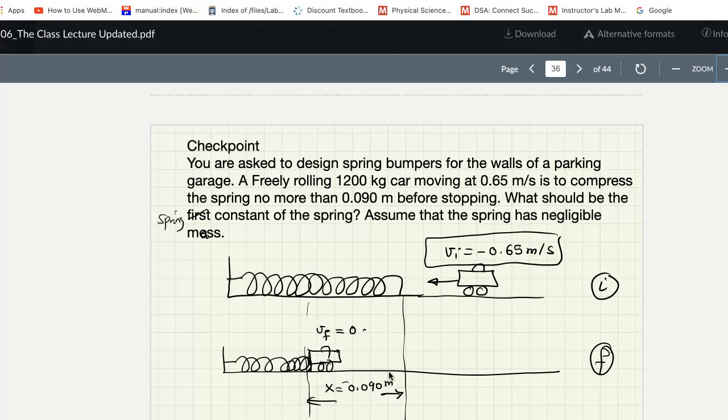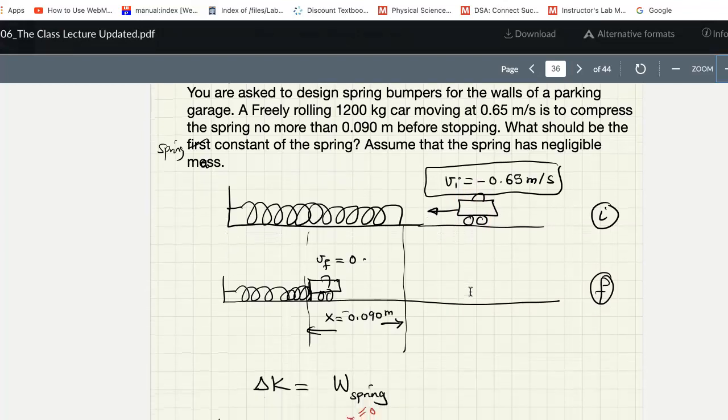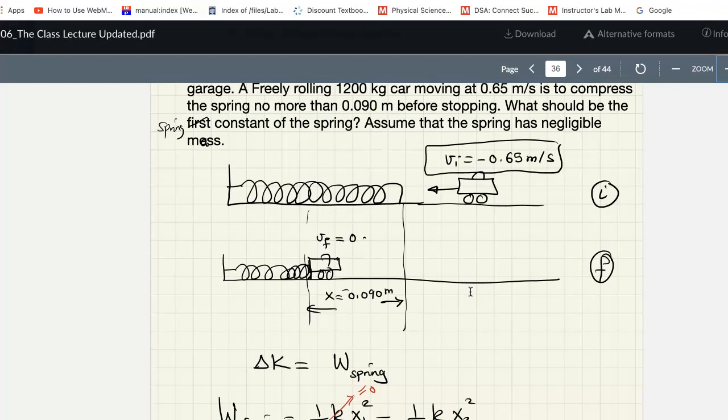What we can do here is draw a diagram. This is my initial state. The spring here was not compressed. The car is approaching with 0.65 meters per second. It is to the left, and therefore I give it a negative sign. Then it will hit the spring and compress it a total distance of 0.09 meters, and of course it's going to be negative again because it is to the left.